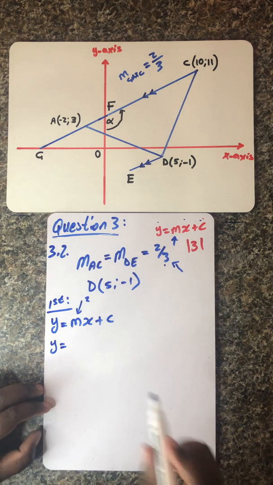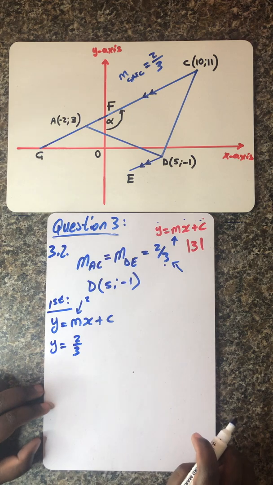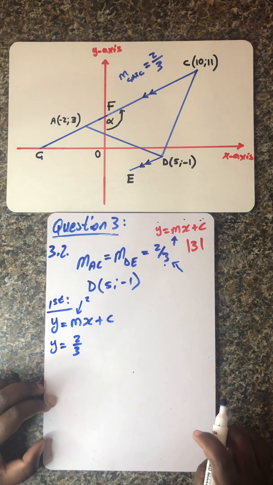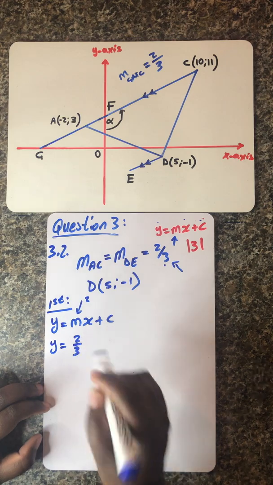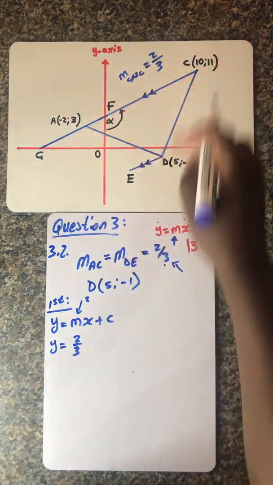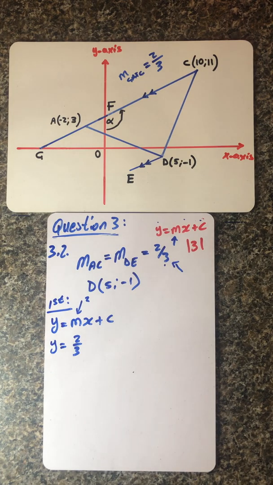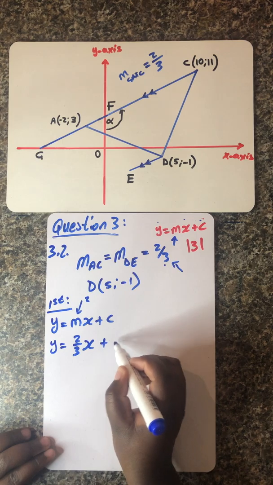Guys, can we substitute 2/3 there? If the answer to that question is yes, then we can continue with our question. What makes it valid to substitute that gradient there is that these two lines have the same gradient. They are parallel to each other. So now we can just continue.